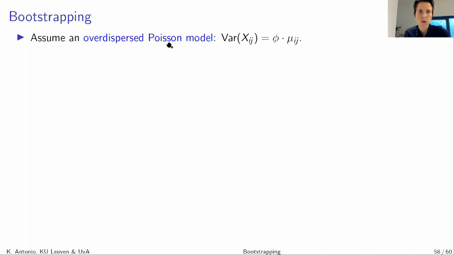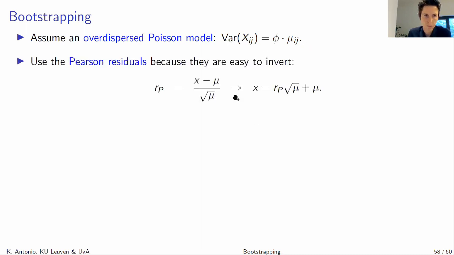We're going to start with an over-dispersed Poisson model. So we're going to assume that the variance of Xij is phi times mu ij. We're going to calculate our Pearson residuals for all the cells in the upper triangle. We can do that because we have the Xij's in the upper triangle. We can estimate the mu ij's from our GLM for the upper and the lower triangle, and we can use the definition of the Pearson residual to calculate the Pearson residual in this context.